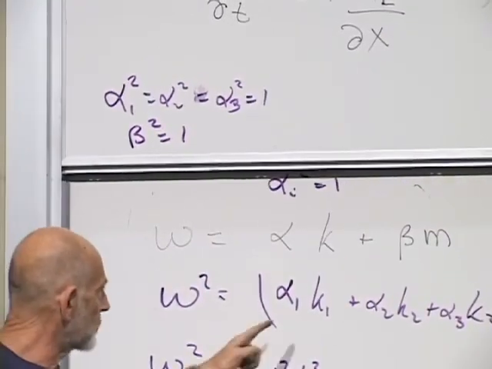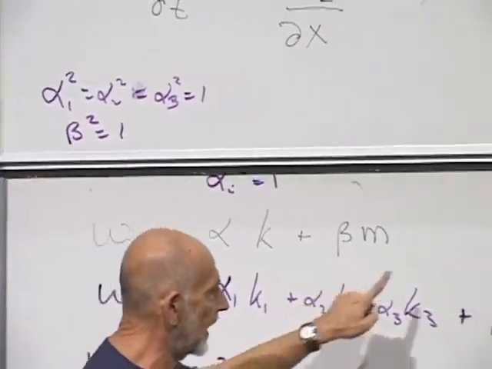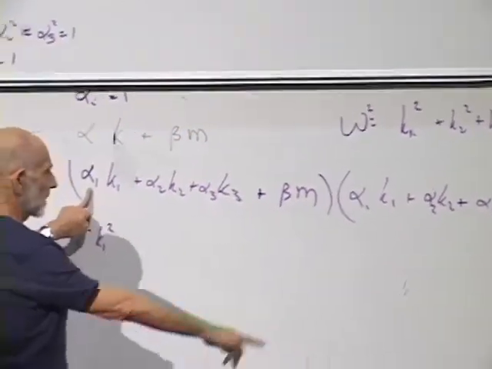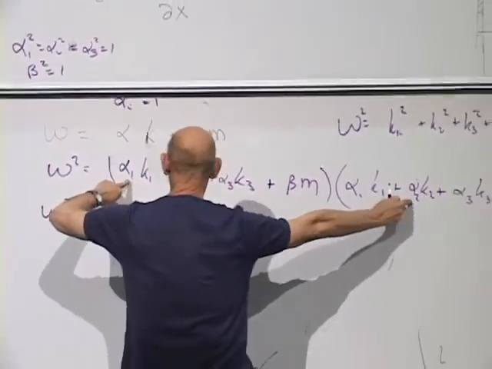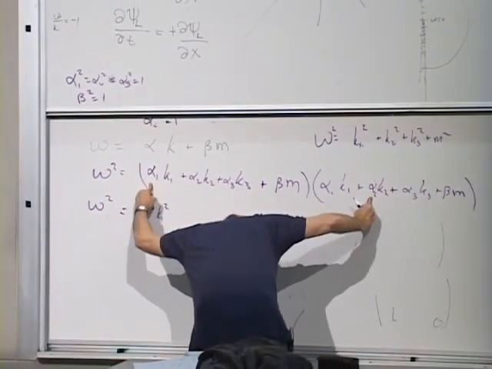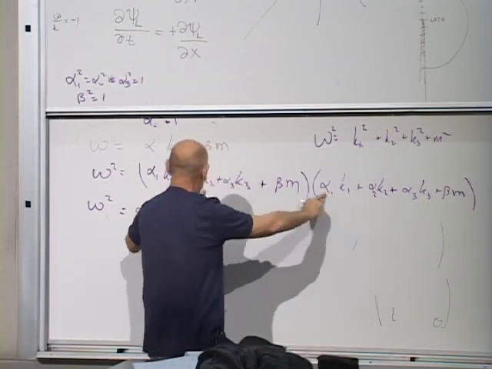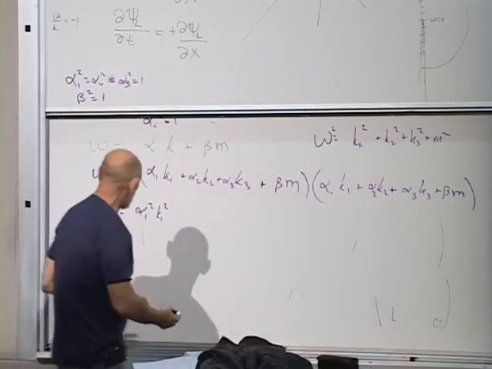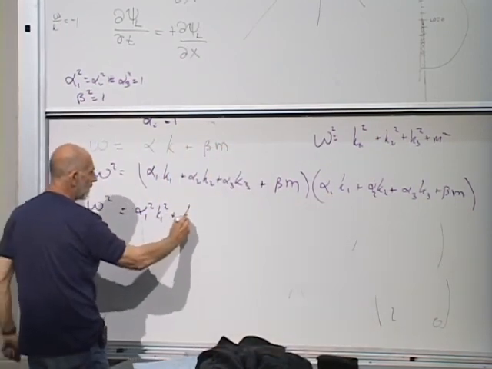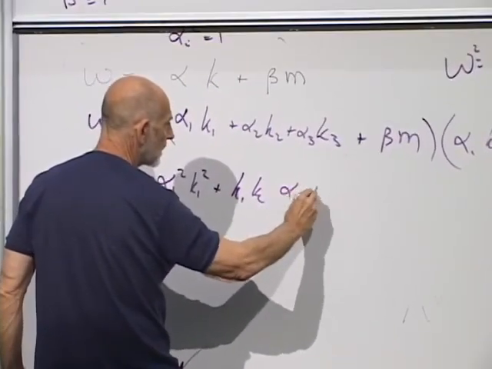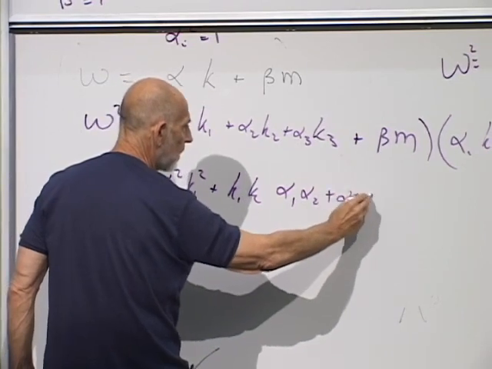We're going to get some other terms. We're going to get terms, for example, which have k1 times k2. They'll come from two places. We'll have k1, k2 from these two terms. Can everybody see it? Okay. But we'll also get terms from these two terms. Same term, k1, k2. So what do we have for k1, k2? We'll have alpha 1, alpha 2 plus alpha 2, alpha 1.